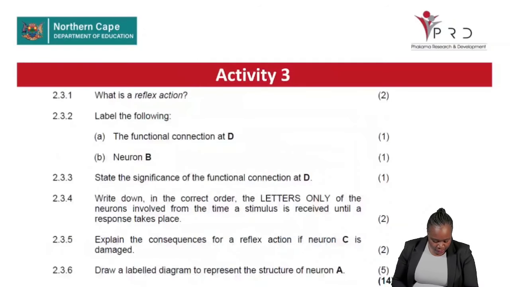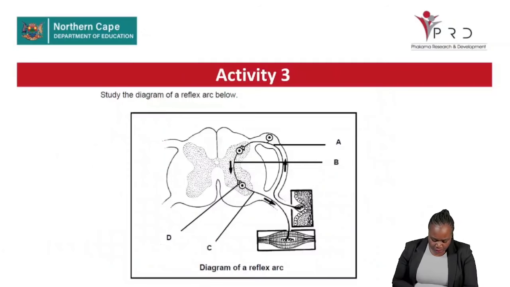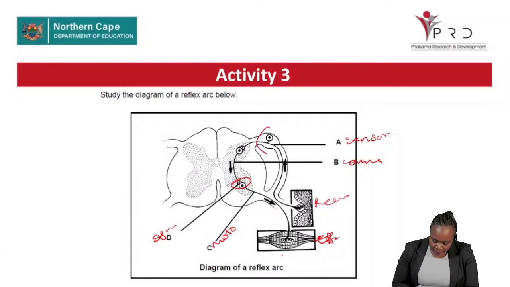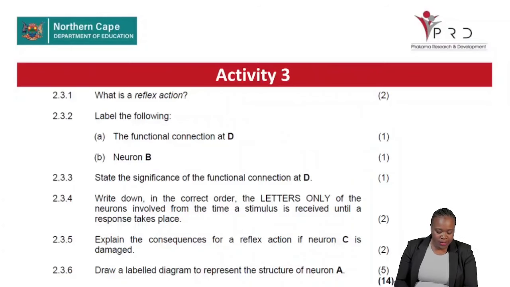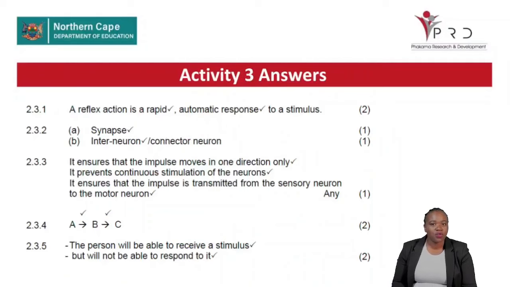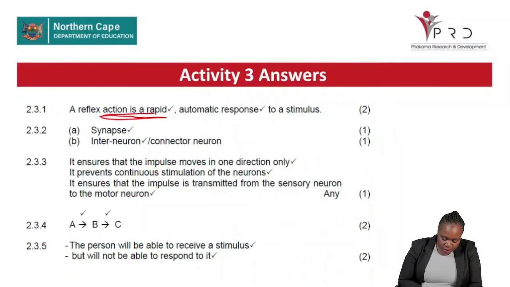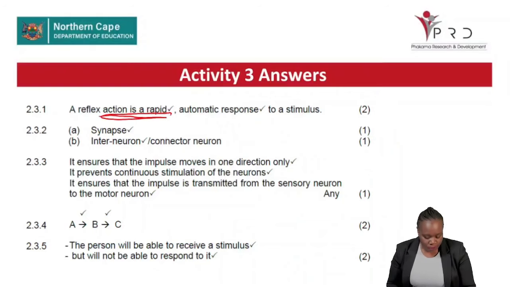Now, let's look at this question again. It is the same diagram. We can see that we have the different parts as they are labeled differently. So again, this would be the sensory neuron, and then this would be the connector, and then we have the synapse, and then we have the motor neuron at C, we have the receptor, and we have the effector. Right. Now, remember again, the dorsal root, that is how you identify the sensory neuron. Okay, so the first question here says, what is a reflex action? So we know that a reflex action is a rapid automatic response to a stimulus. Right, so a quick automatic response to a stimulus.